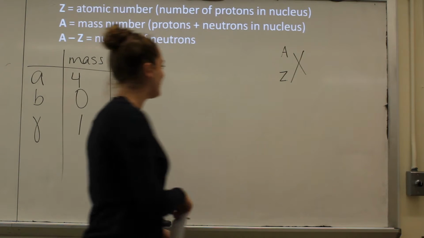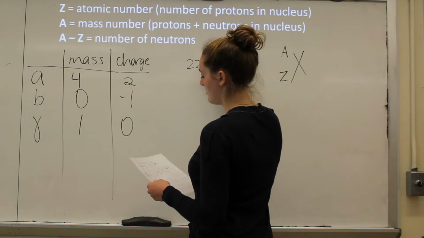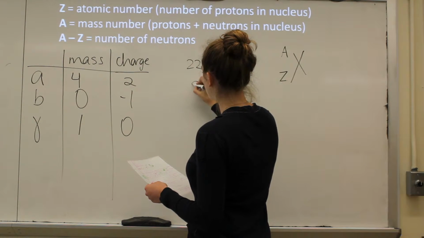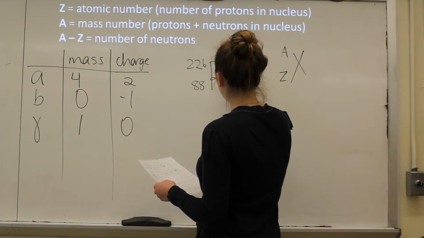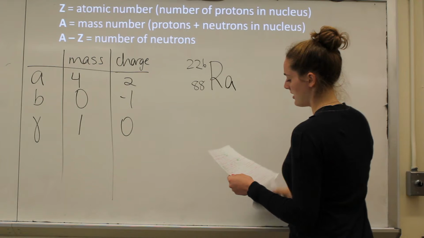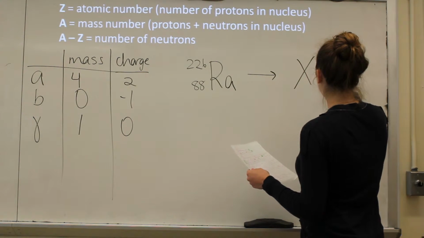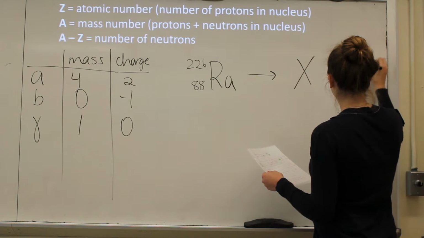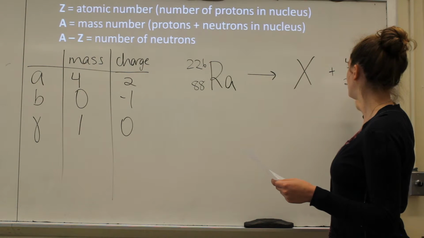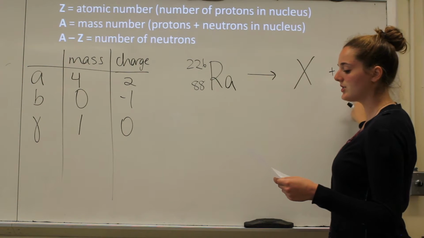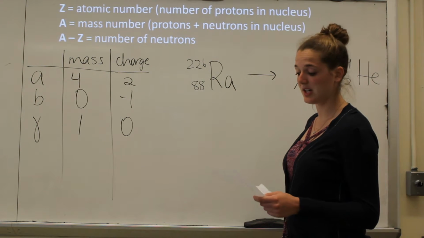So back over here, let's say we were to have radon, mass number 226, atomic number of 88, and it's decaying into some element, and we know it's decaying into an alpha particle. Because a helium nucleus has a mass of 4 and a charge of 2, we associate alpha particles with a helium nucleus. So if we did this, it's really very simple algebra to figure out which element it is.